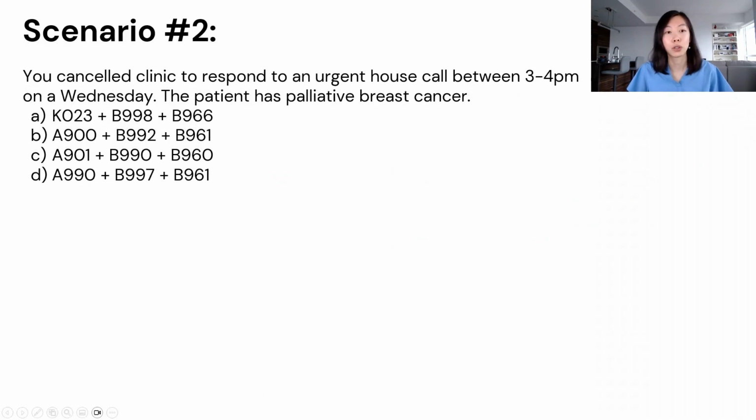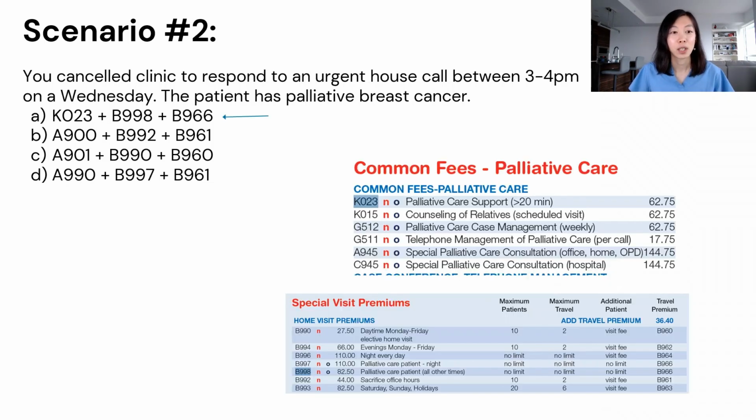All right, scenario 2. You canceled clinic to respond to an urgent house call between 3 to 4 p.m. on a Wednesday. The patient has palliative breast cancer. What do you bill? So pause the video, write down your answer, and the answer is A.